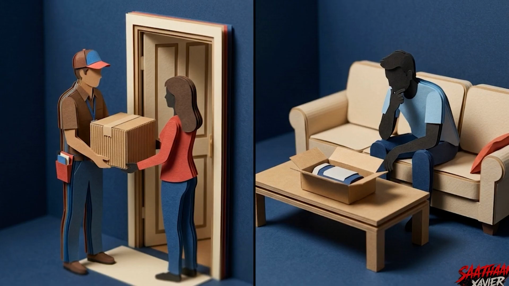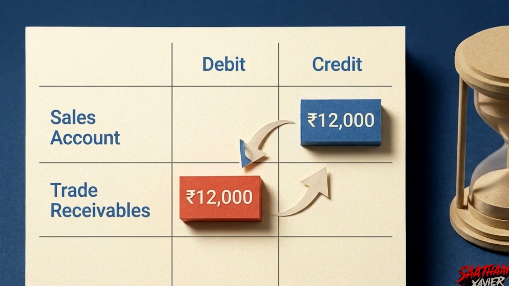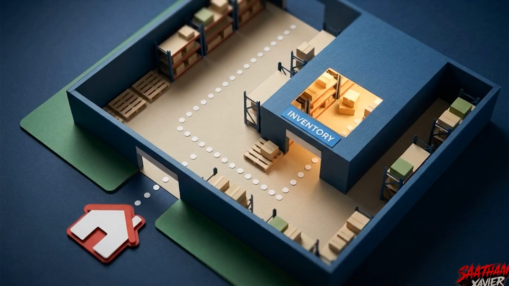The second anomaly happens when goods are sent to customers on an approval or sale or return basis. By the time March 31st rolls around, if the customer hasn't explicitly approved the purchase, it is not a sale. If you already recorded it as one, you have to pass a reversal entry, debit your sales account, and credit trade receivables. But those items still belong to you.